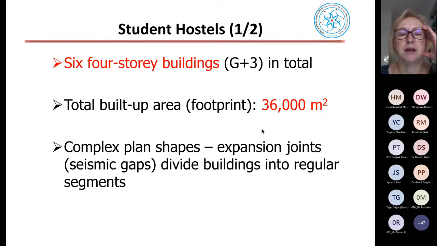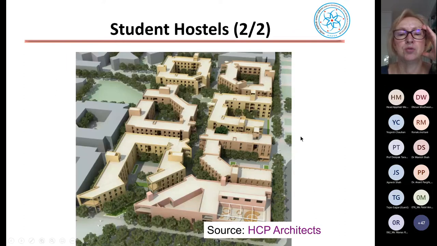They have complex plan shapes, so joints, as I mentioned, seismic gaps, had to be constructed to divide buildings into regular segments, or that is how it was decided. These are plan views of hostels. You can see that they're really complex shapes. I mean, they're U-shaped or like a closed shape.